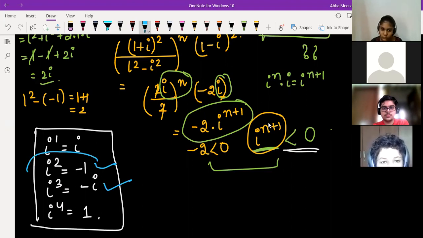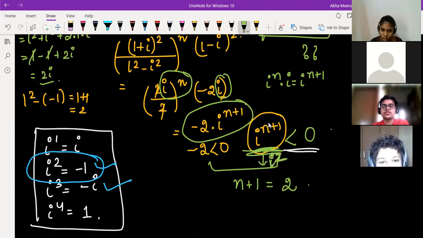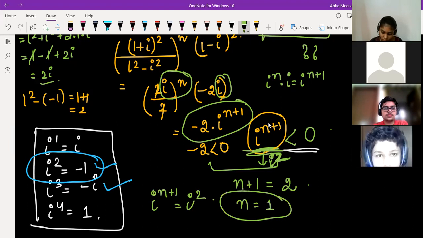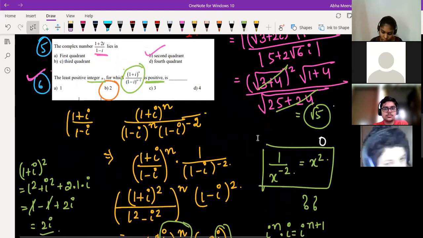So what is the possibility? i square equals to -1. So n plus 1 should be equals to 2, so that this should be nothing but your i square. i to the power n plus 1 should be equals to i square. Right? So if n plus 1 equals to 2, what is n? 1. So is 1 there in the option?